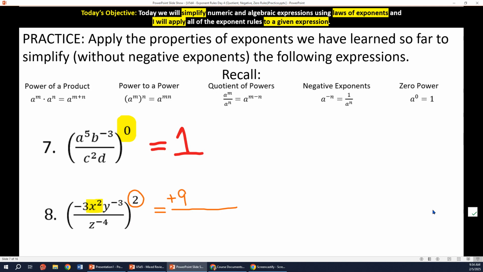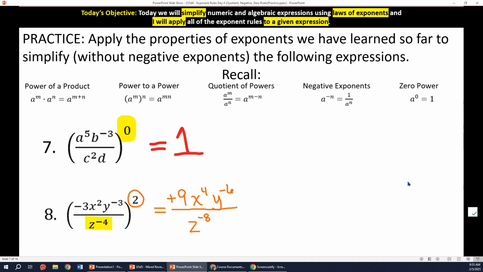When I raise x squared to the 2nd power, that 2 is outside the parentheses, so we're going to multiply. 2 times 2 is x to the 4th. The y to the negative 3, again this is outside the parentheses, so I'm going to multiply negative 3 times 2 and get y to the negative 6. The z to the negative 4 to the 2, again, I'm going to multiply the negative 4 times the 2 and get z to the negative 8.